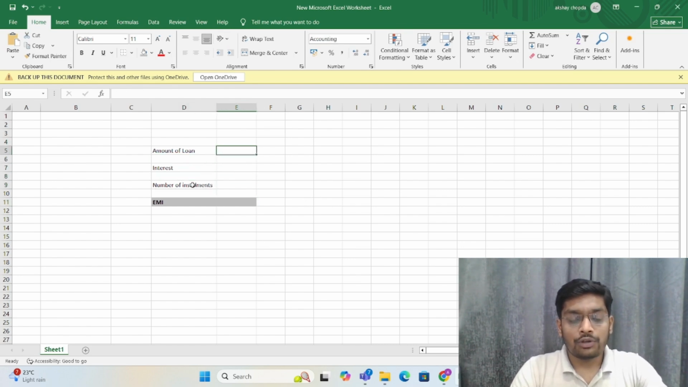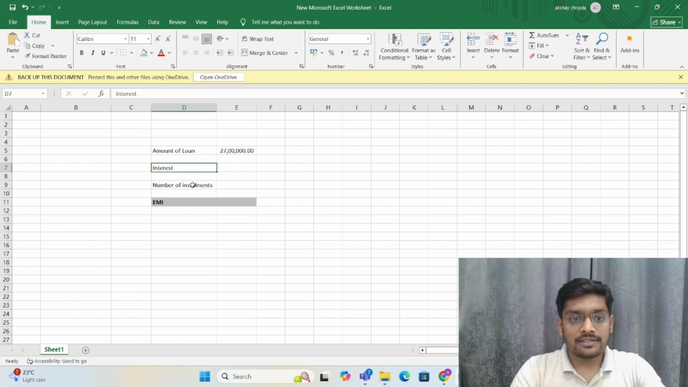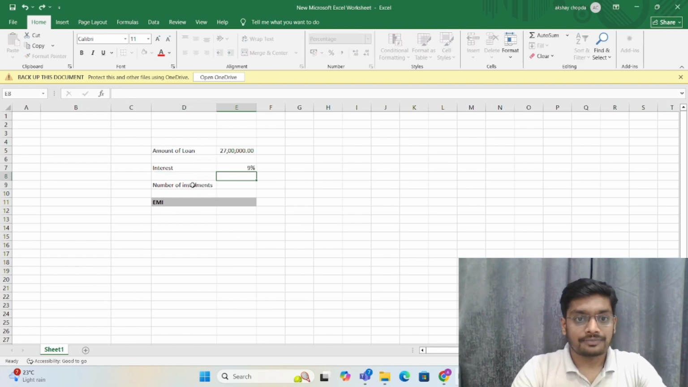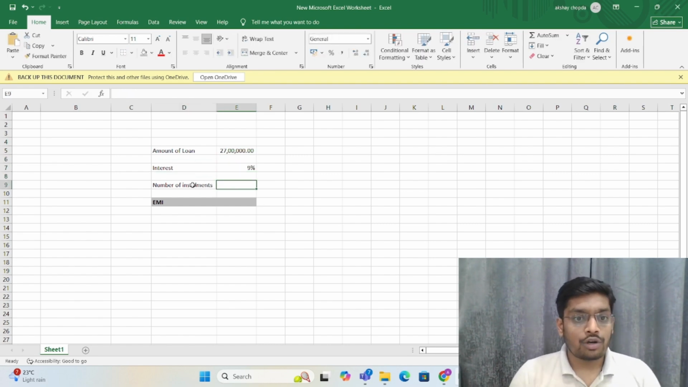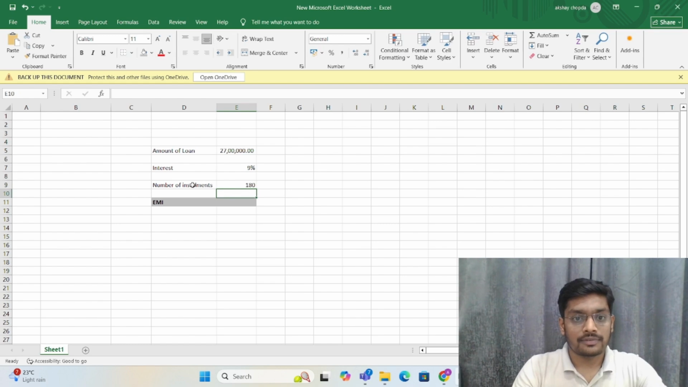Assume amount of loan to be 27 lakhs rupees. Assume interest rate to be 9%. Number of installments: since we are considering a period of loan to be 15 years, we will calculate number of installments as 15 into 12. So 180 installments would be there.